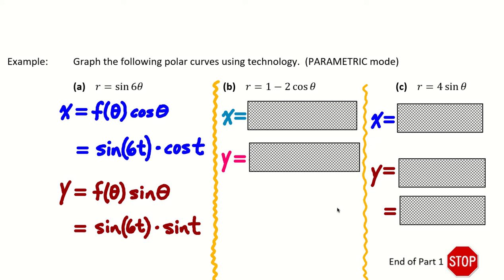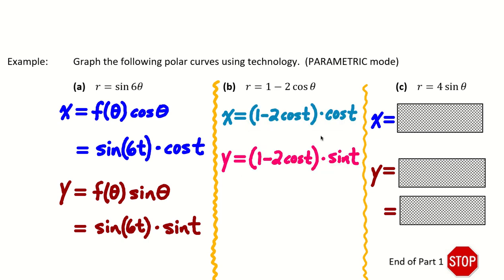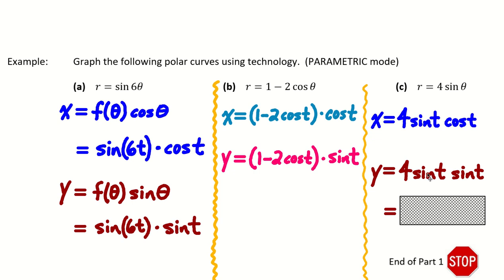Wouldn't this just be 1 minus 2 cosine t times cosine of t, and this would be the same thing, but times sine of t? It's really that easy. And then this one, what would it be? x equals 4 times sine of t times cosine of t, and boom, bam. And sometimes you can actually clean this up. We could have distributed here if you want to. This one was more blatantly obvious: sine t times sine t is sine squared of t. Well, that does it for part 1, people.